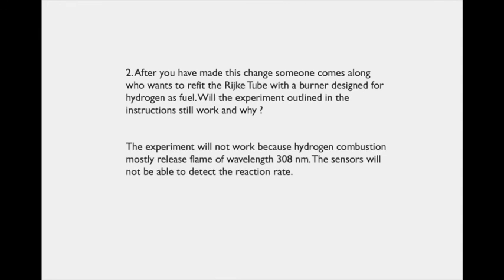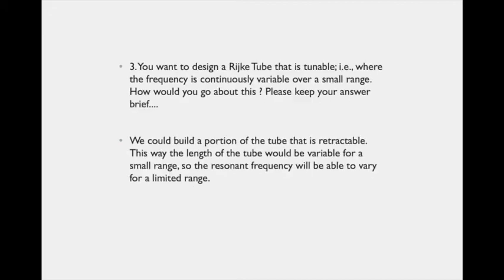And after we made this change, someone comes along who wants to refit the Rijke tube with a burner designed for hydrogen as fuel. The experiment will not work because hydrogen combustion mostly releases flame of wavelength 308 nanometers. The sensor we replaced with the 415 to 450 nanometer filter will not be able to detect the reaction rate, since there will be no pressure reading, since all the signals will be filtered out with this fitting.